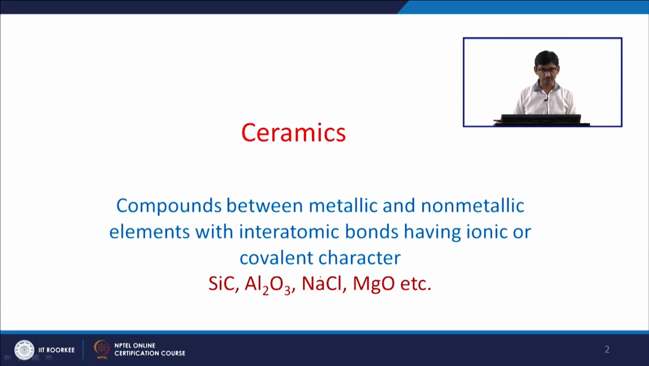Another class is aluminum oxide, Al2O3. Sodium chloride, of course, you must have used, this is our common salt, and magnesium oxide. These are a few examples of ceramic materials. In this case you can see that one of the elements is a metal, another element is a non-metal, and they combine. Either they can have a covalent bond between them, or an ionic bond, and of course, that is what affects their mechanical property to a large extent.